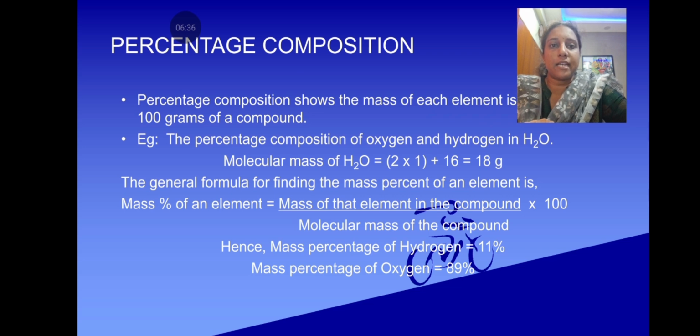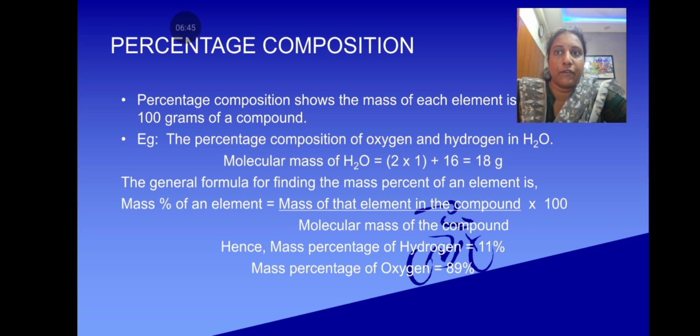Next is percentage composition. Percentage composition shows the mass percentage of each element in a compound. For example, we take the percentage of hydrogen and oxygen in a water molecule. So how to find this? We already know that the molecular mass of H2O is 2 into 1 plus 16, which is equal to 18 grams.